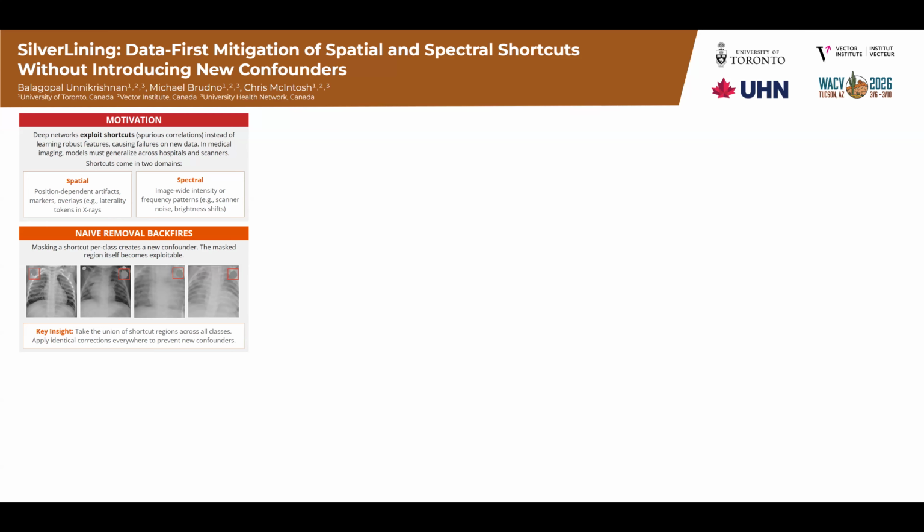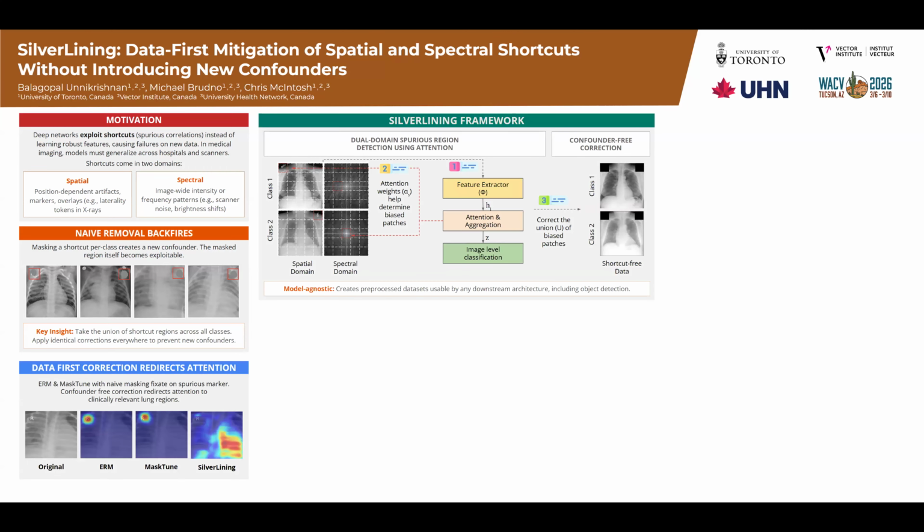In order to prevent this from happening, we need to perform the correction uniformly across the classes in a confounder-free manner. We do this using the SilverLining framework. We encode image patches from the spatial and spectral domain and identify shortcut regions by training a patch-to-image level classification. For the spectral domain, we rely on the magnitude step. The attention weights reveal the most attended patches, and using the simplicity bias principle, the highest attended patches contain the easy-to-learn shortcuts. We then compute the union across these patches and correct them uniformly.